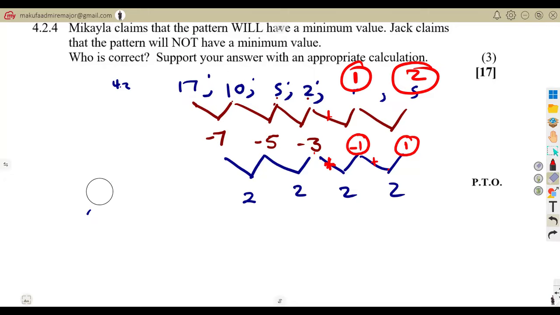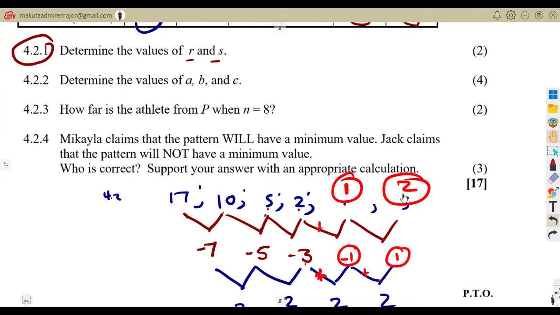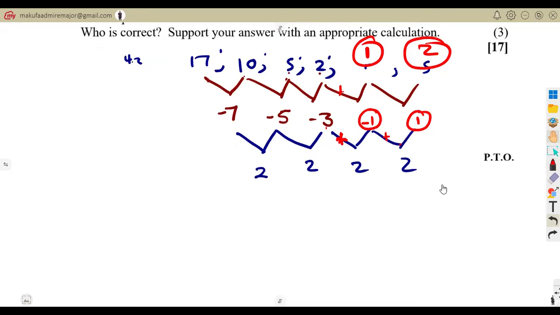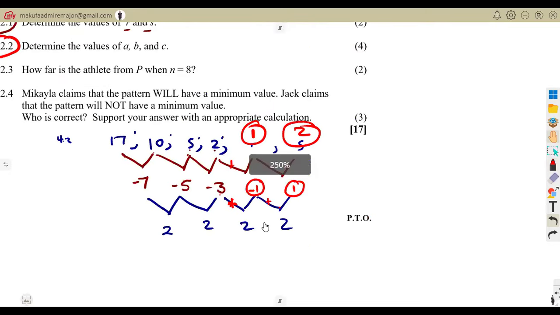So we just get a reverse of how you simplify your quadratic pattern. Remember how you simplify your quadratic pattern, guys? So this one is a reverse of that. Then determine the values of a, b and c in the format dn that we are given.